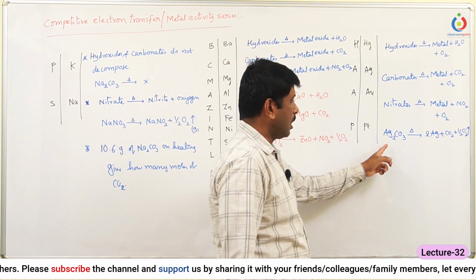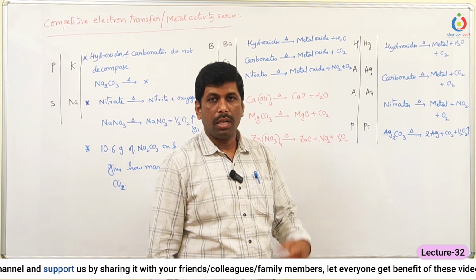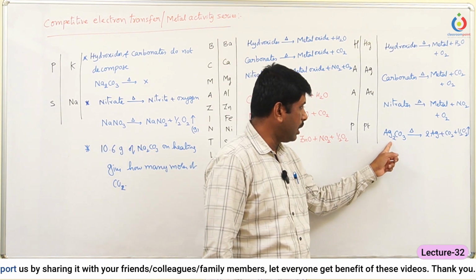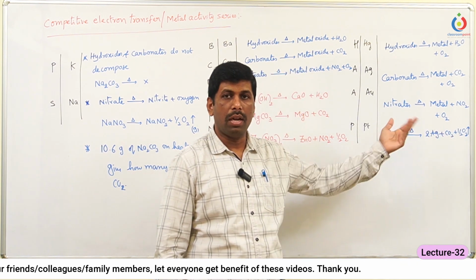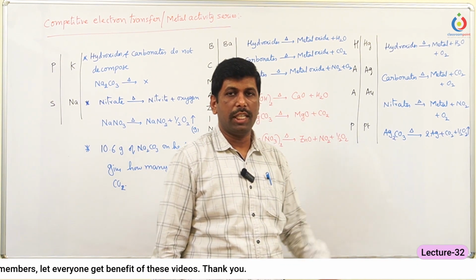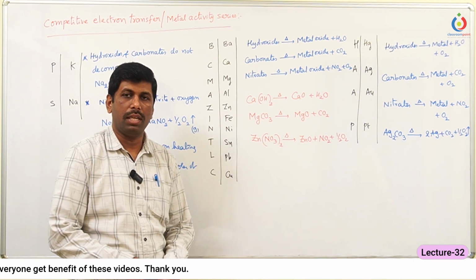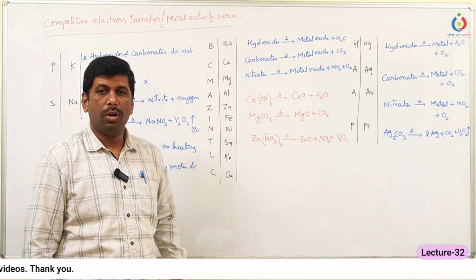Similarly, some X grams of silver carbonate on heating gives how many moles of carbon dioxide? That means we have to write down the balanced equation like this, so that you will get the carbon dioxide. Even oxygen, if asked, we can calculate it. So using these short tricks, we can easily identify the products in the reaction, so that the moles calculation also becomes very easy. I hope you understand this video.